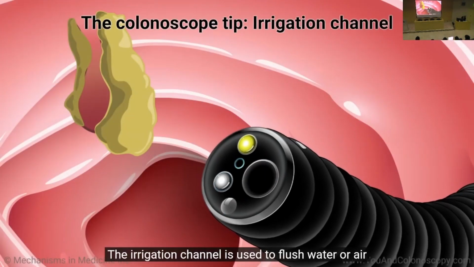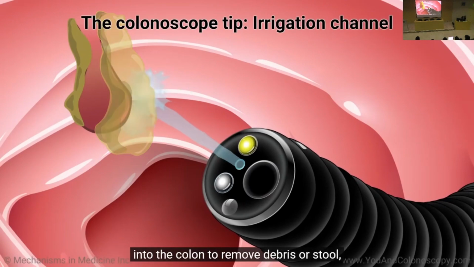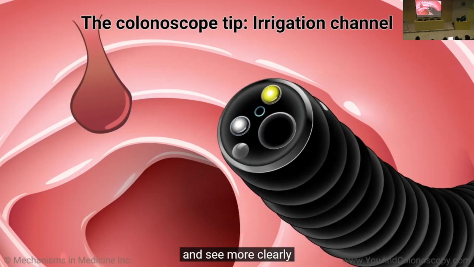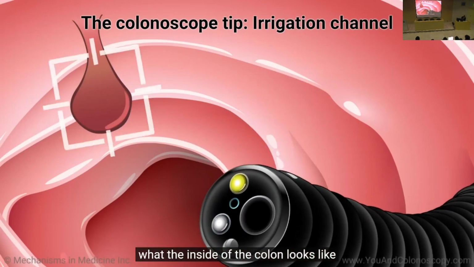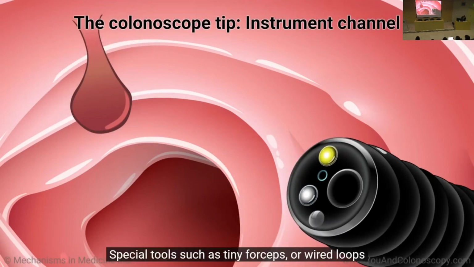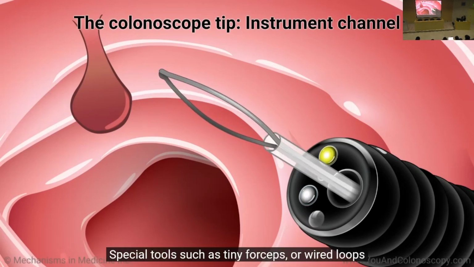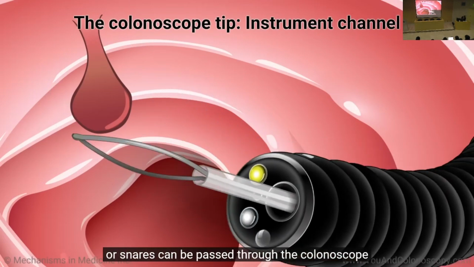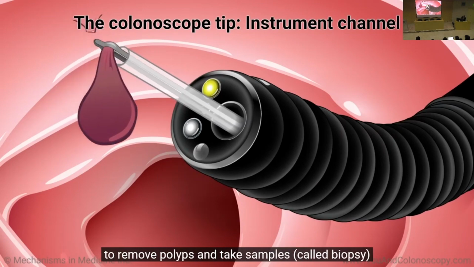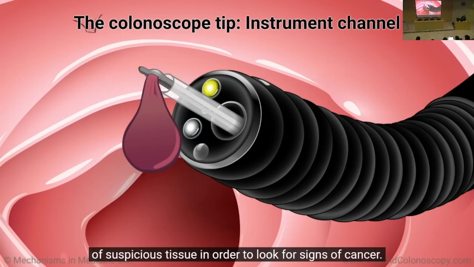The irrigation channel is used to flush water or air into the colon to remove debris or stool and see more clearly what the inside of the colon looks like, and to check for polyps. Special tools such as tiny forceps or wired loops or snares can be passed through the colonoscope to remove polyps and take samples, called biopsy, of suspicious tissue in order to look for signs of cancer.